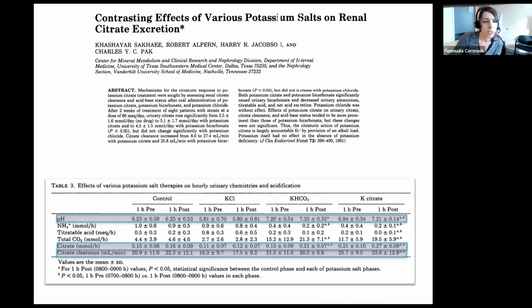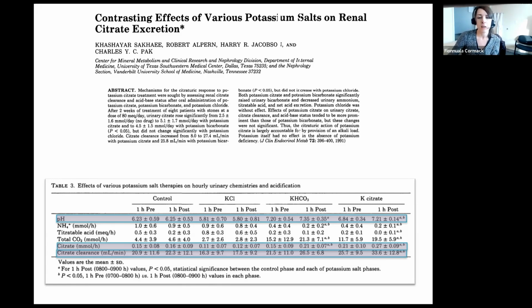And so you see here control, potassium chloride, potassium bicarbonate and potassium citrate, and the main finding is the higher pH in the citrate and bicarbonate groups and the higher citrate. And this is important because I've certainly had the experience too many times where I prescribe potassium citrate or potassium bicarbonate and the pharmacy fills potassium chloride. That's dangerous and ineffective.